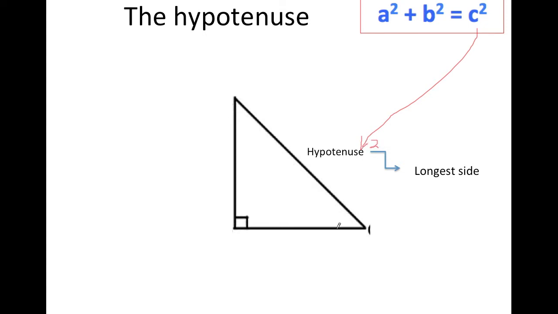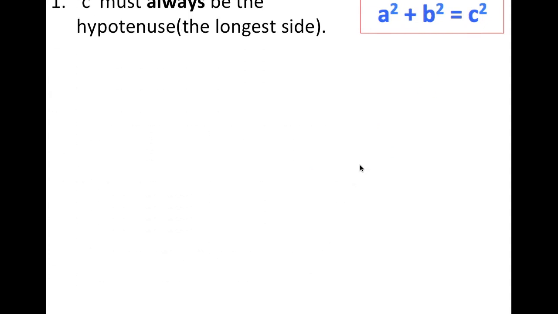Okay, so the way I identify the hypotenuse is by having the right angle right here and the side opposite as the hypotenuse. So we have the right angle, side opposite, hypotenuse. It's that simple. So there are three rules that you guys need to know before you can attempt a question. The first one is that C must always be the hypotenuse. Now I told you why. It's because the hypotenuse is the longest side, and this formula helps us to find the longest side.